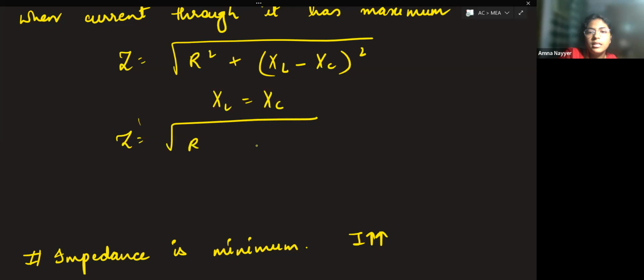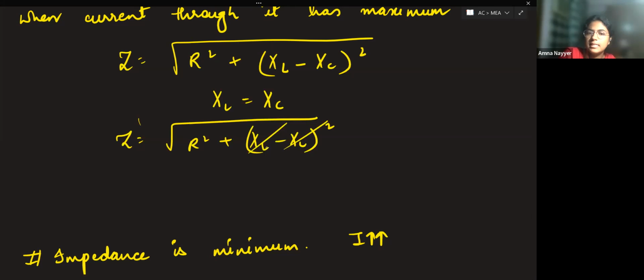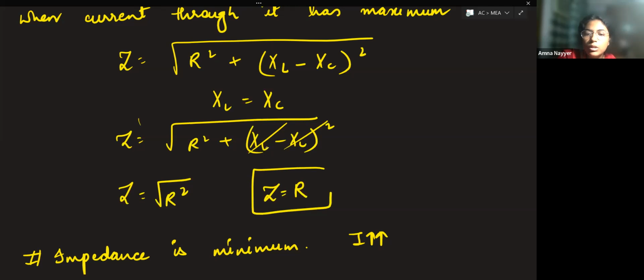Under root R square plus, I can write it as XL minus XL whole square only, because both are equal. This gets cancelled. Z becomes equal to under root R square, and Z is equal to R, that is impedance. So if you can see now what has happened, the resistance value has decreased.